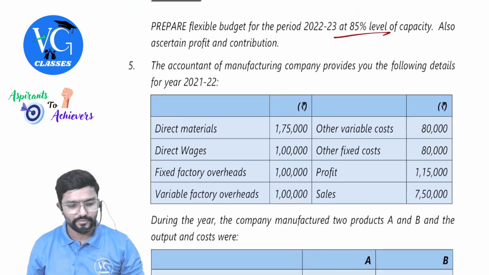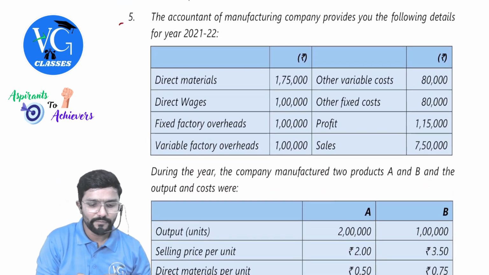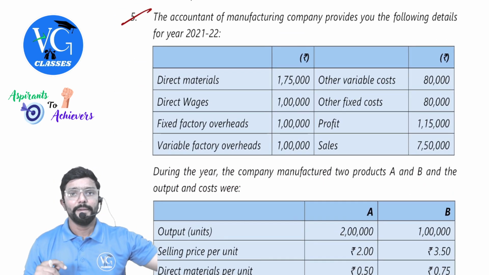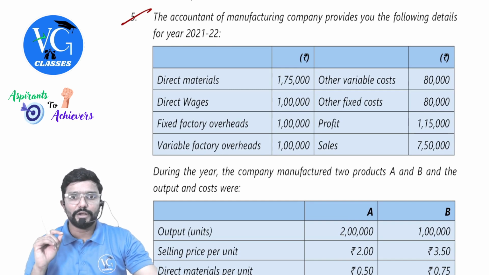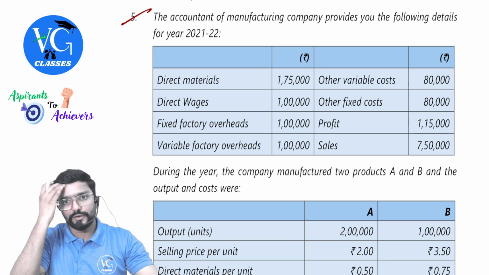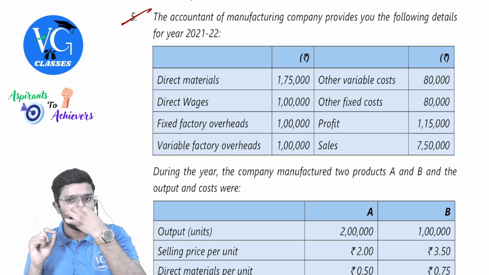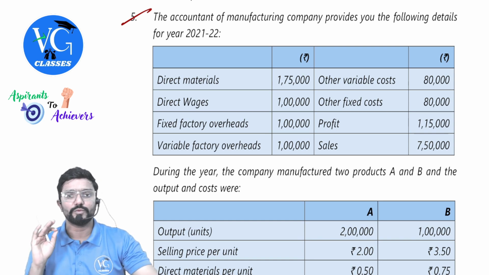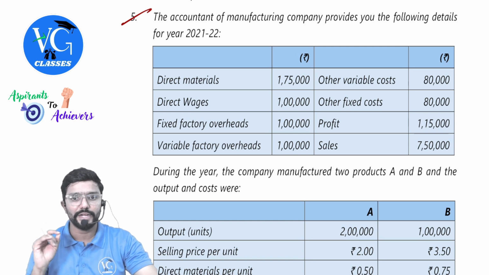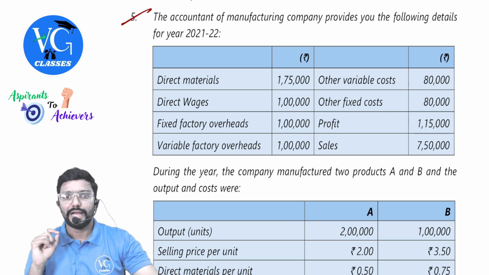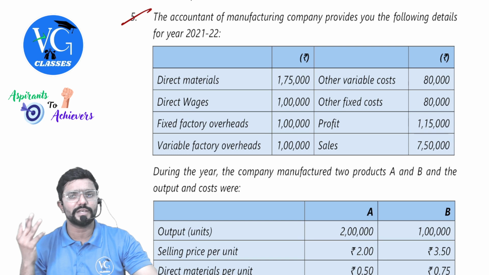We are doing with 4. Question number 5. The accountant of a manufacturing company provides you the following details for the year 21-22. Direct materials 175, direct wages 1 lakh, fixed factory overheads 1 lakh, variable factory overheads 1 lakh. Other variable cost 80,000, other fixed cost 80,000, profit 1 lakh 15, sales 7 lakh 50.